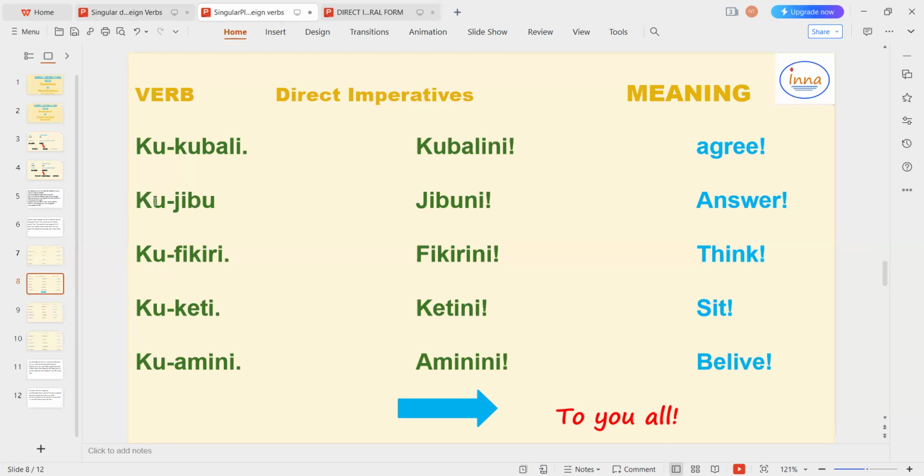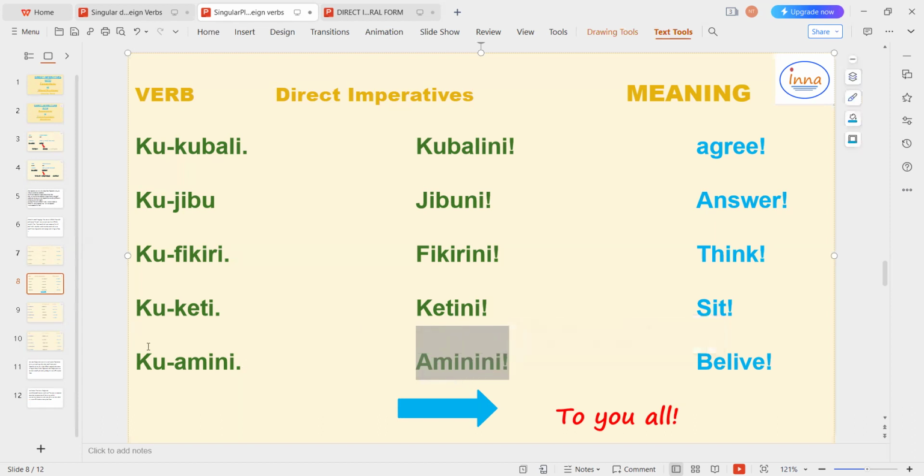Kujibu, and the command will be jibuni. Jibuni means answer. I'm telling them to answer. Kufikiri, imperative will be fikirini. I'm telling them to think. Kuketi, imperative is ketini. I'm telling them to sit. Kuamini, I'm telling them to believe, and the imperative will be aminini.